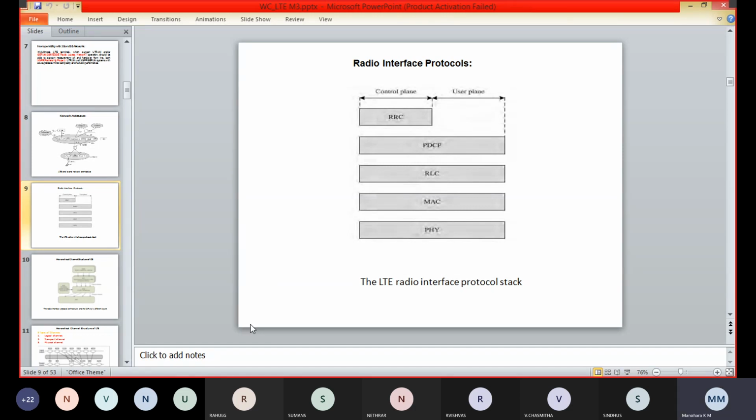It also has priority handling between the logical channels of one user equipment and priority handling between the user equipments by means of dynamic scheduling.